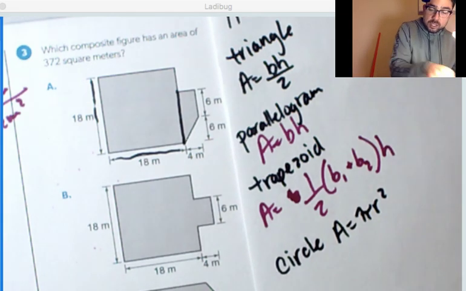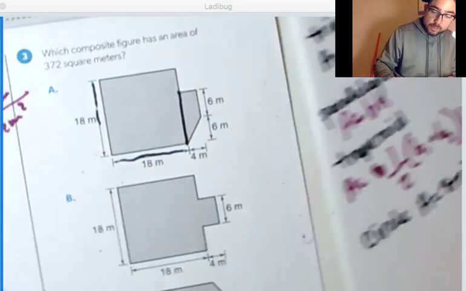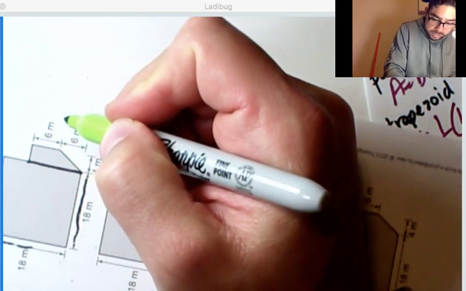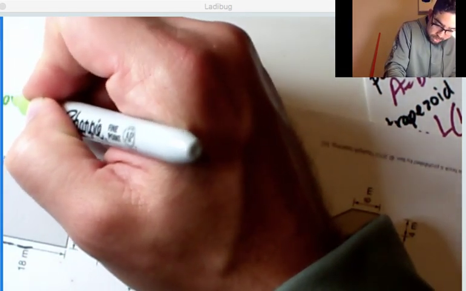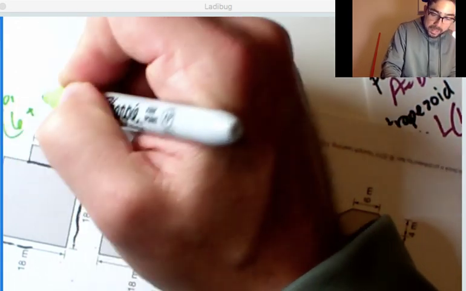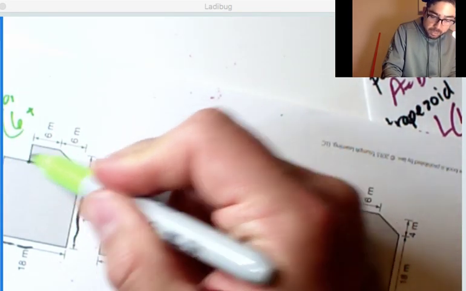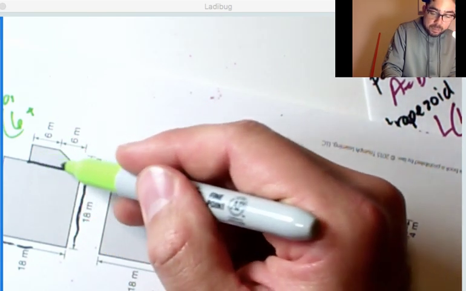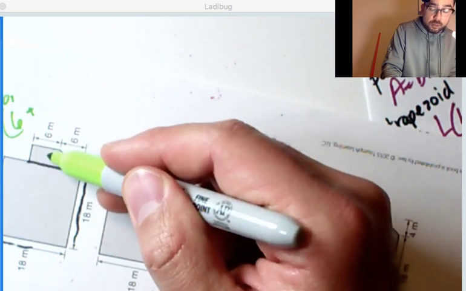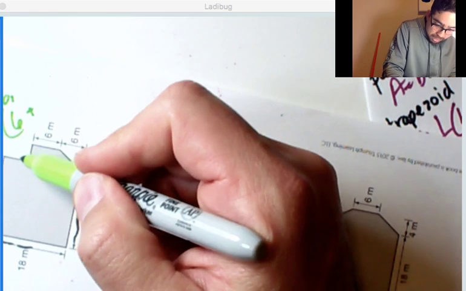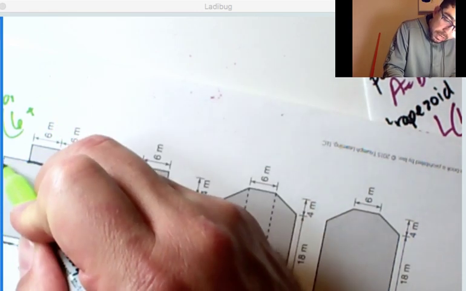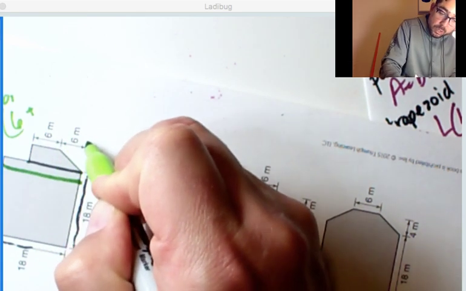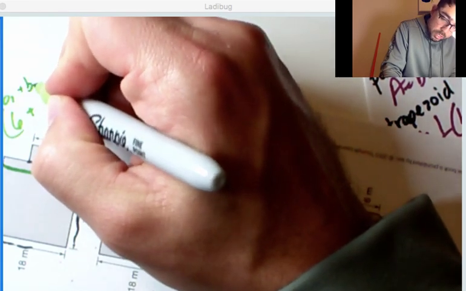Now, the way I'm going to do this is I have to figure out what my base 1 is here. It says my base 1 here is 6. So base 1 is 6 plus base 2, which is this entire space right here. Well, how do we know what this entire space of the trapezoid is? We're going to have to do a little figuring out. So we know this entire space from here to here is 18. Well, from here to here is 6 and 6, so we know that's 12. So base 2 is going to be 12.